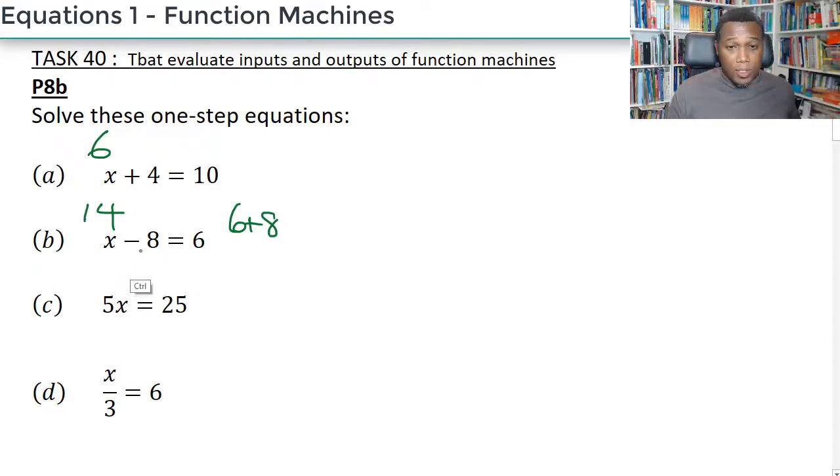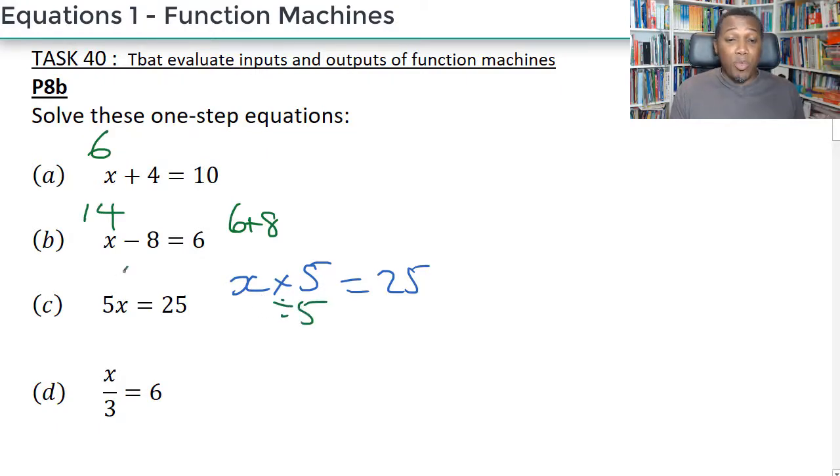Let me stay consistent with my colors. What you have is x being multiplied by 5 to give you 25. Going backwards, the opposite of multiplying by 5 is dividing by 5. So 25 divided by 5 will give you 5. 5 times 5 is 25. So x is 5.